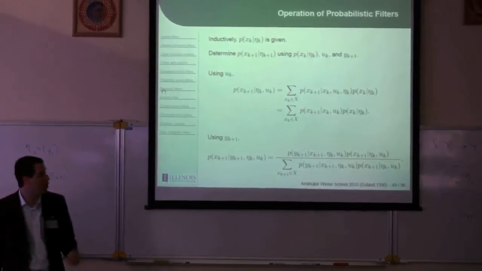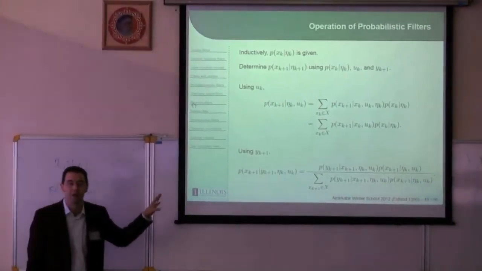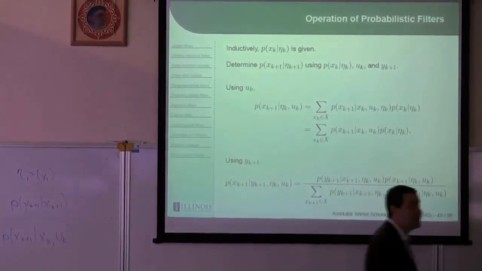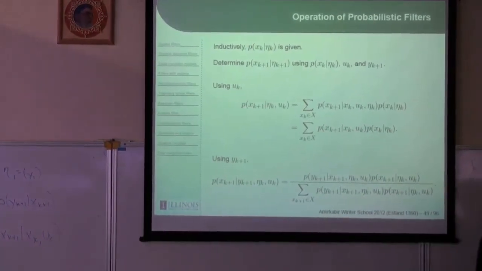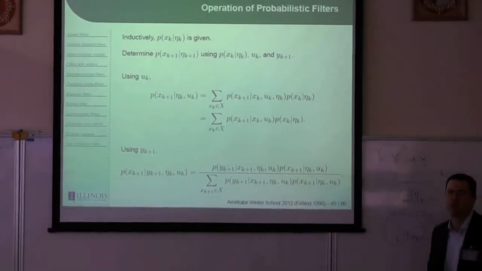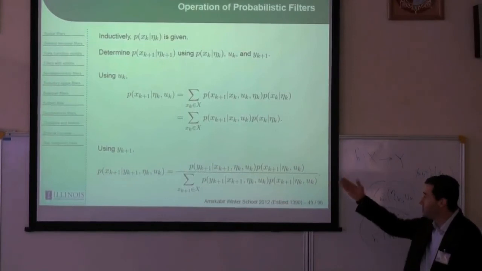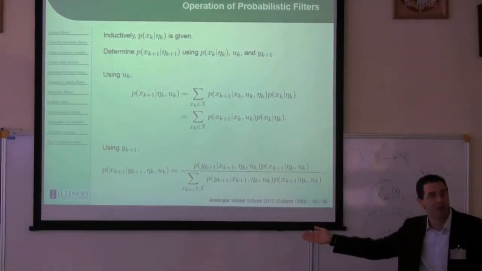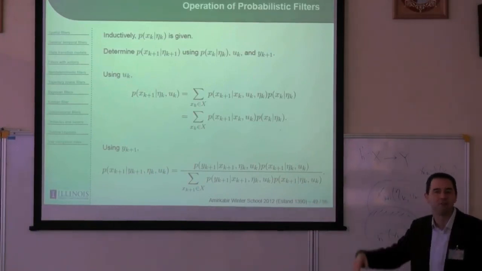Yep. So that's all we have for this. Is that okay? So what's happening is, we start with a prior PDF, probability density function over the state space. We get an observation, which uses Bayes rule. Then we get an action that uses marginalization. Then we get another observation that uses Bayes rule.